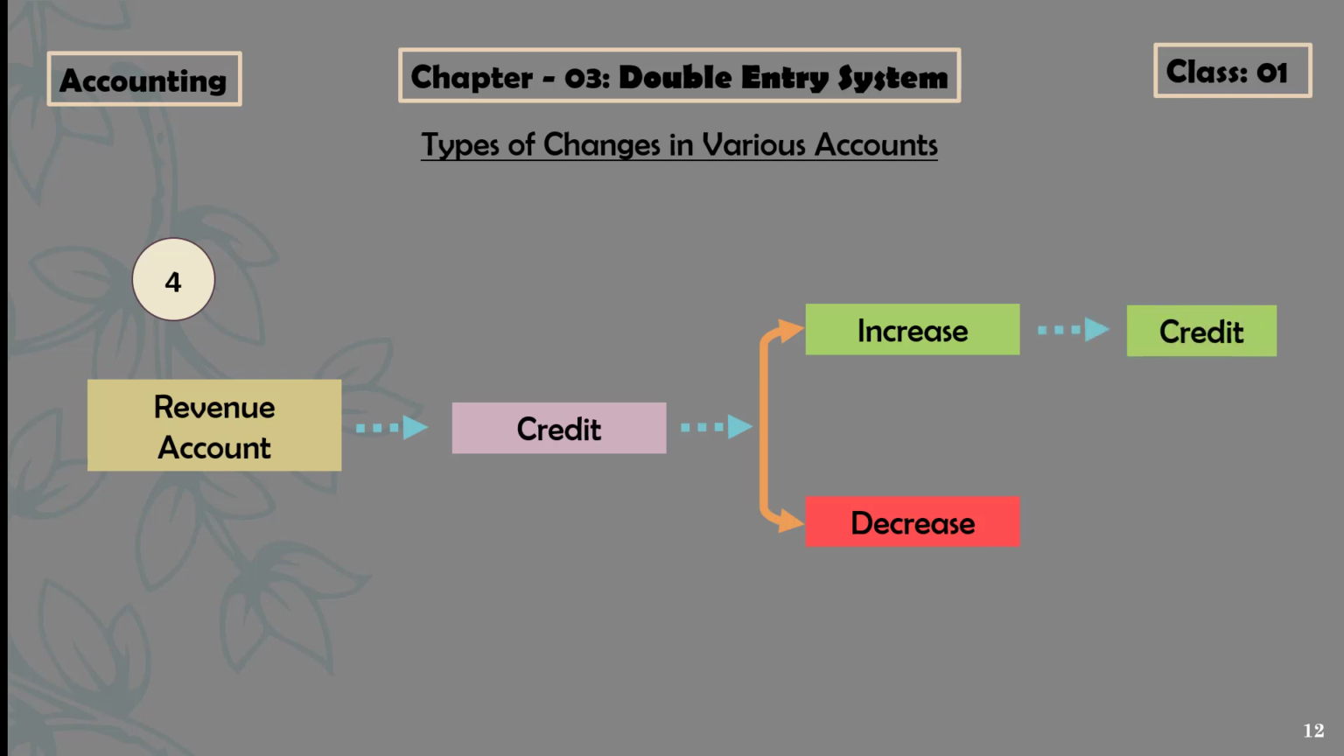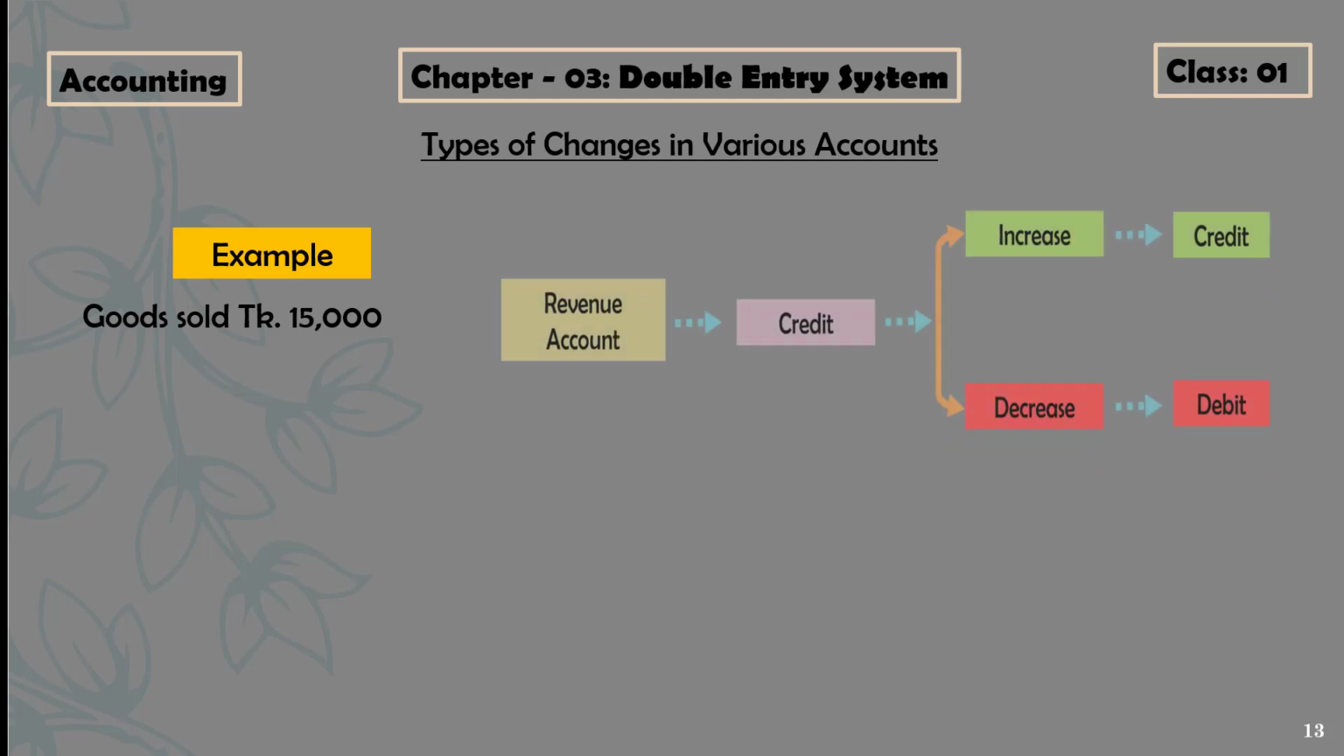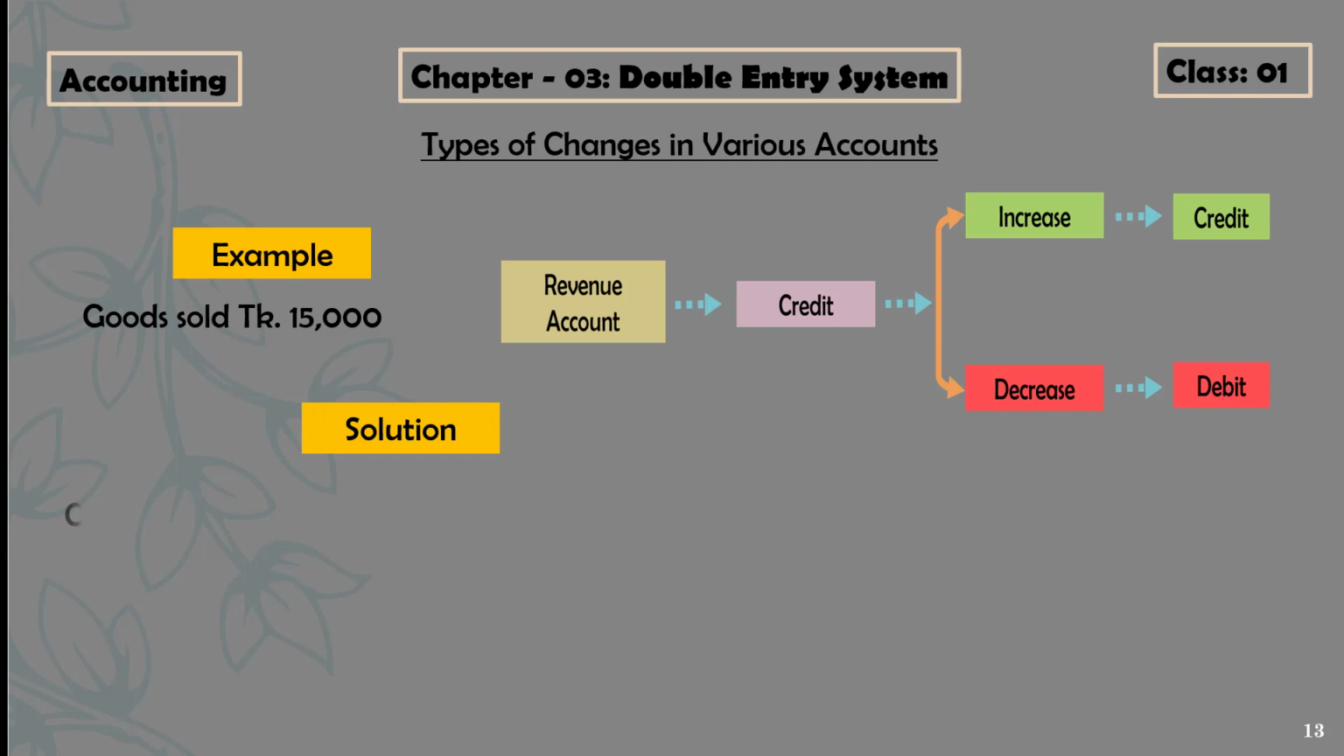If the revenue account increases, then it will be credited, and if any revenue account decreases, then we will debit it. So from the flow diagram we can see any revenue account, if it increases, we will credit it, otherwise we will debit it. Okay. Now from our example, goods sold taka 15,000. Here is our diagram and solution.